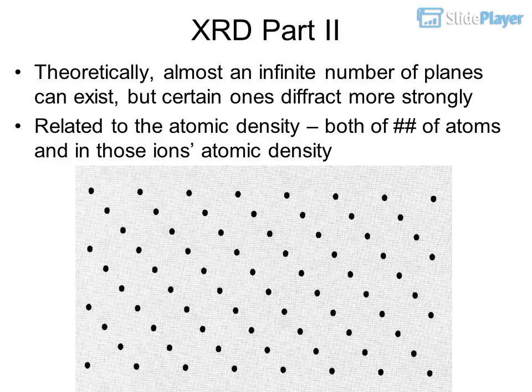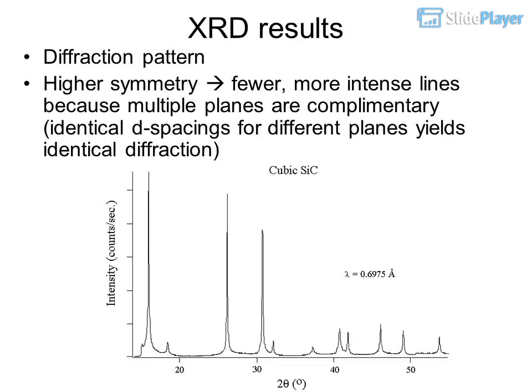XRD Part 2. Theoretically, almost an infinite number of planes can exist, but certain ones diffract more strongly, related to the atomic density, both of atoms and of ions. In an XRD diffraction pattern, higher symmetry gives fewer, more intense lines because multiple planes are equivalent. Identical d spacings for different planes yield identical diffraction.